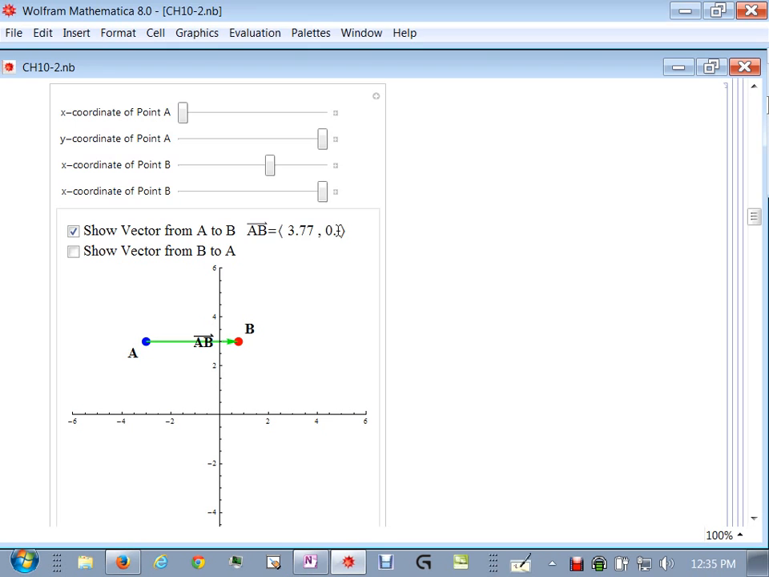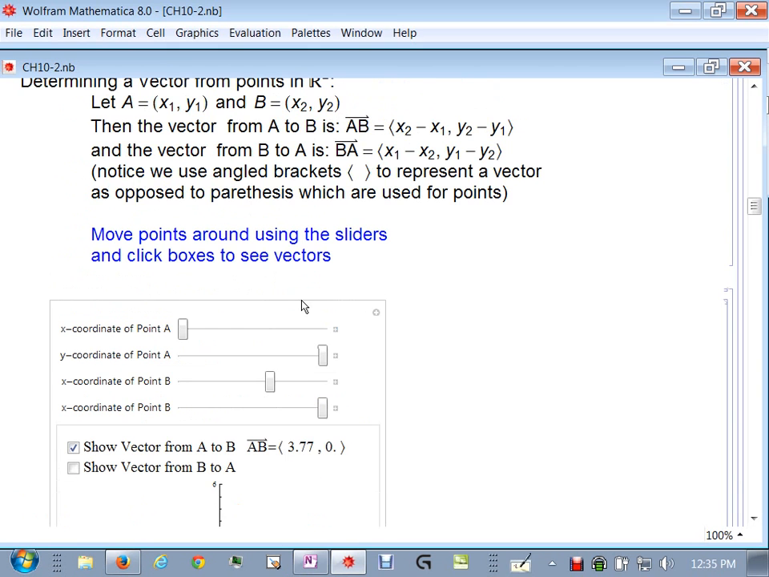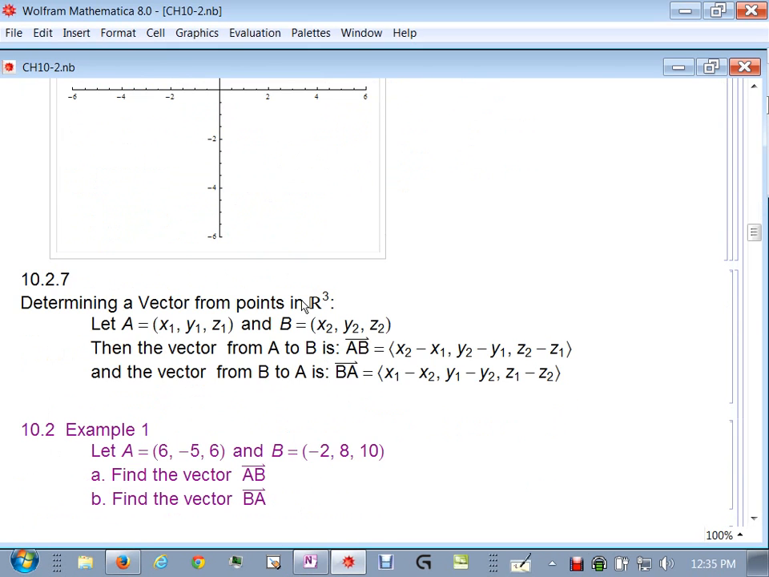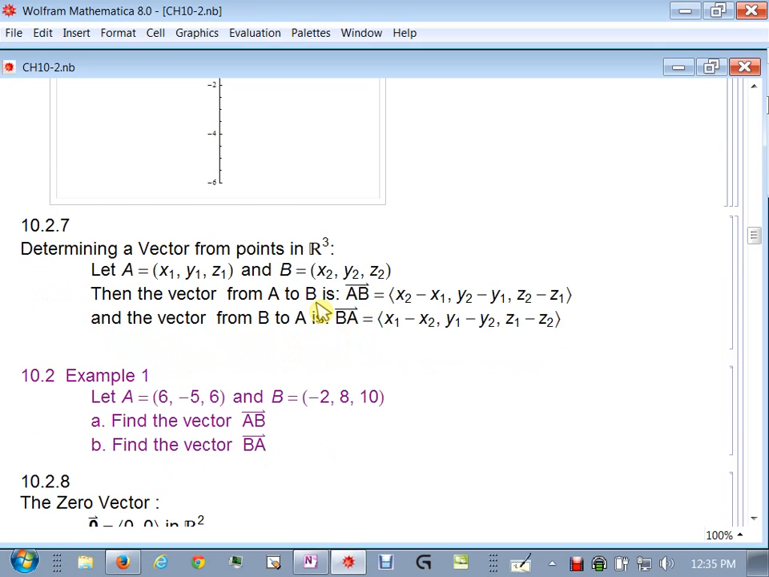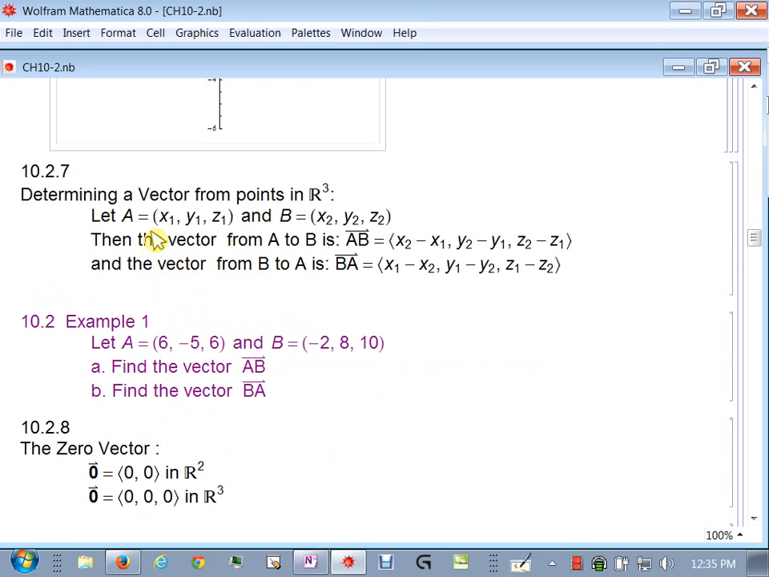Zero here because the y's cancel each other out. So here's the same thing in three-dimensional space. If you have ordered triples x1, y1, z1 and x2, y2, z2, the vector from A to B is this. The vector from B to A is this.